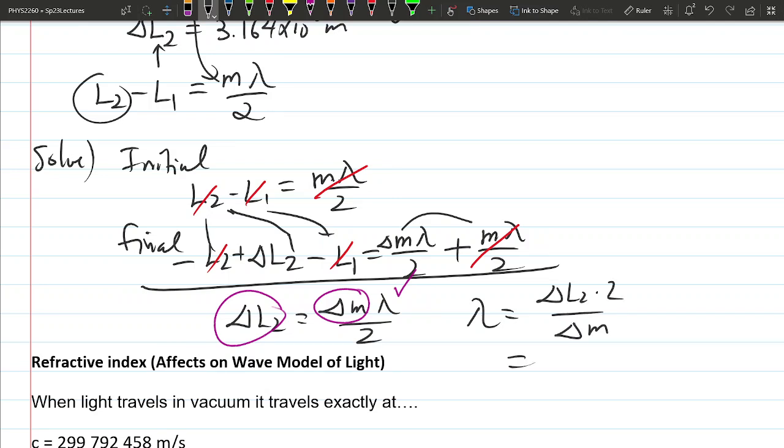And delta L2 was 3.164 times 10 to the negative 3. We have to multiply that by 2. This will be in meters, okay? And delta m was 10,000, right?